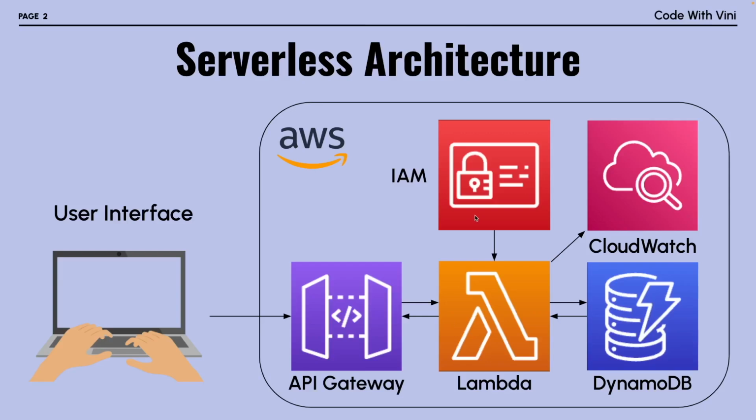IAM is going to give our Lambda function the permissions required to update our Dynamo database and send logs to CloudWatch. And like I said, our Lambda function is going to actually make the changes to our database. Then our Lambda function is going to return a request, and the API Gateway will return that request to our user. So now that we understand the way our application works, let's go ahead and go to AWS.